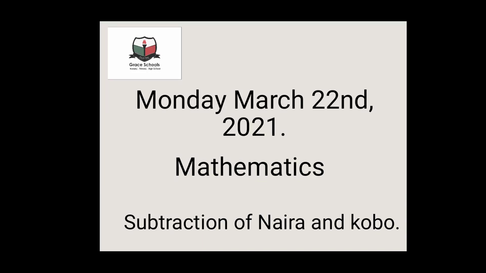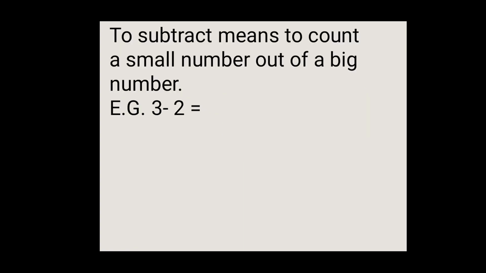And today we'll be looking at subtraction of Naira and Kobo. Remember last week we learned about addition of Naira and Kobo. And we said addition means add together. But today we'll be learning about subtraction. And subtraction means removing or take away.